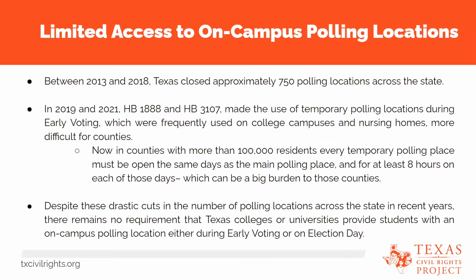Now, currently, in counties with more than 100,000 residents, every temporary polling place must be open the exact same days as the main polling place and for at least 8 hours on each and every one of those days. And that can be a big burden to county budgets and county personnel, because that requires extra staffing. Obviously, that requires having the facility, housing the facility, all of that. So you're going to have some counties that may be more inclined to not place any temporary polling locations at college campuses or nursing homes than try and deal with the staffing and money issues. And yet, even despite all of those drastic cuts in the number of polling locations across the state in recent years, there still remains no requirement that Texas colleges or universities provide students with an on-campus polling location either during early voting or on election day.